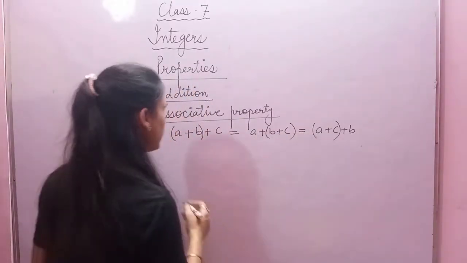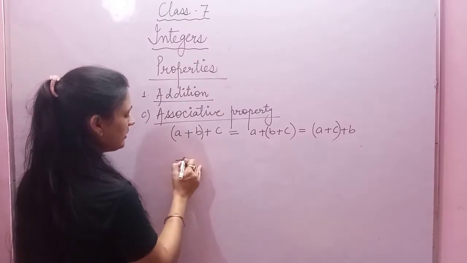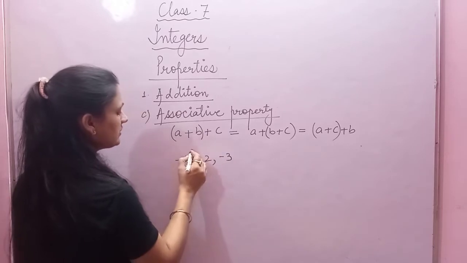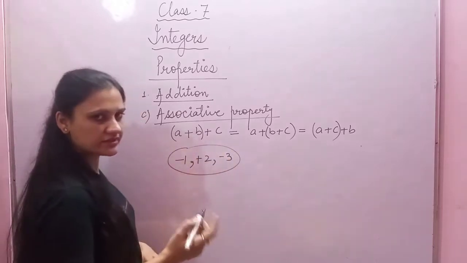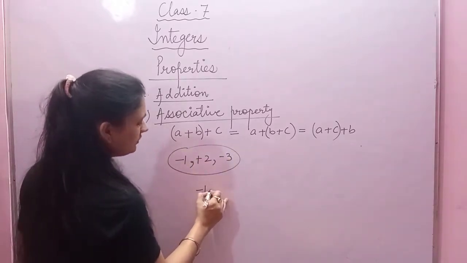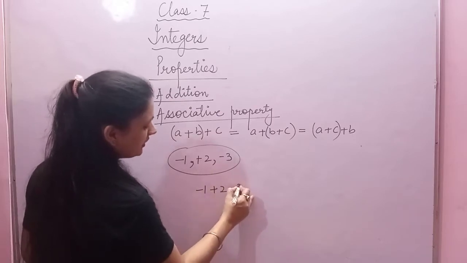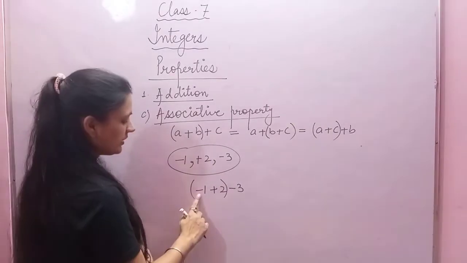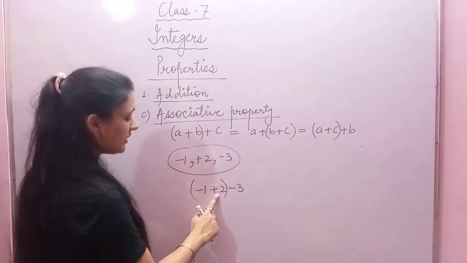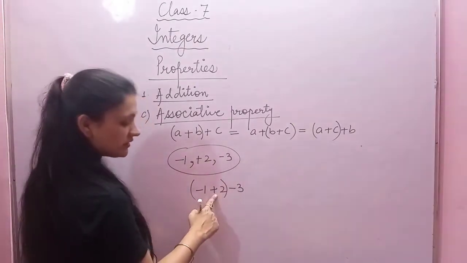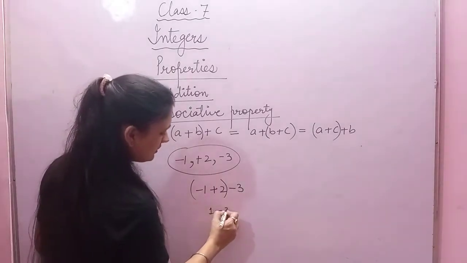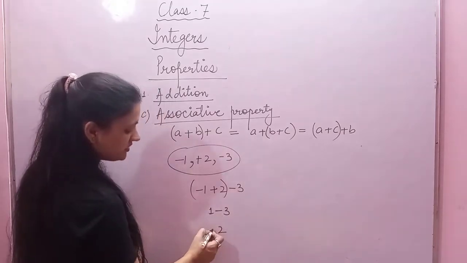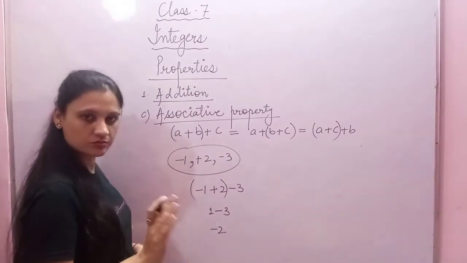Let us understand. Suppose the integers are given like -1, +2 and -3. These are the three integers given to you. Let us add them. -1 +2 -3, right? Let us change. First I'll do like this. Plus minus minus. 2 minus 1 is 1. Greater is 2, so plus. Plus minus minus. 3 minus 1 is 2. Greater number is 3, so the answer is -2, right?